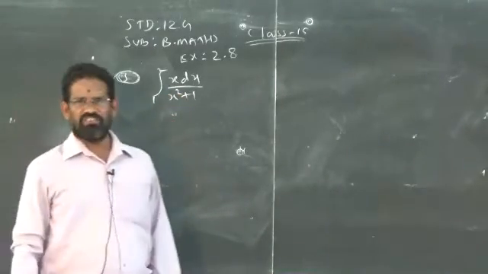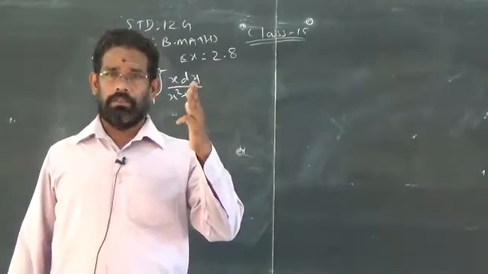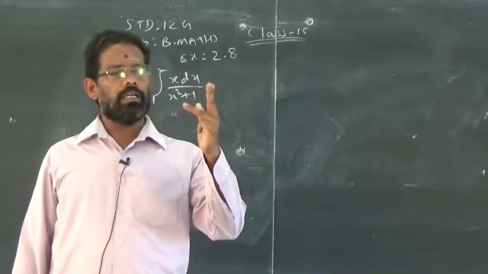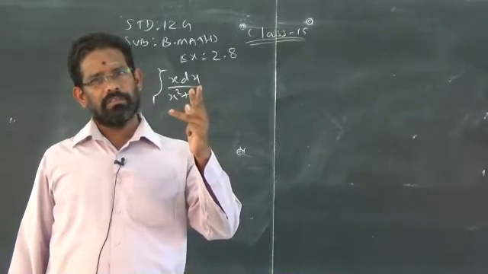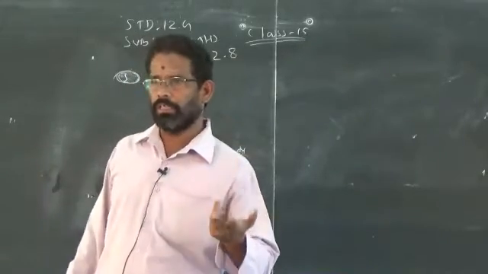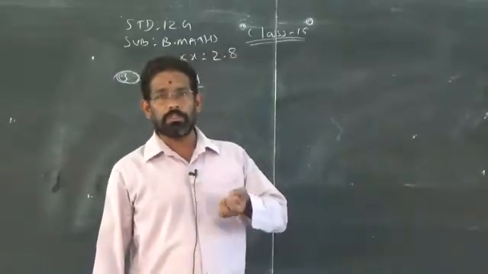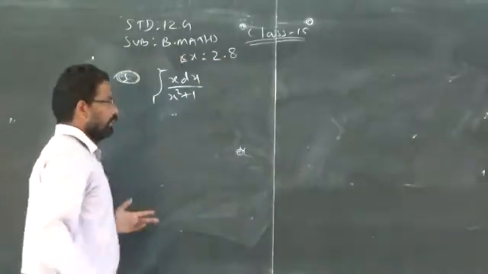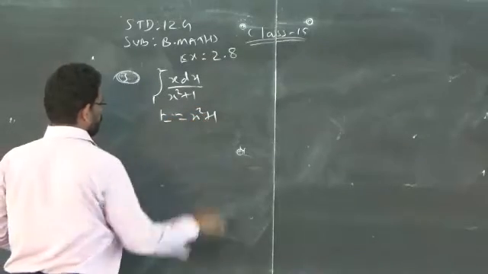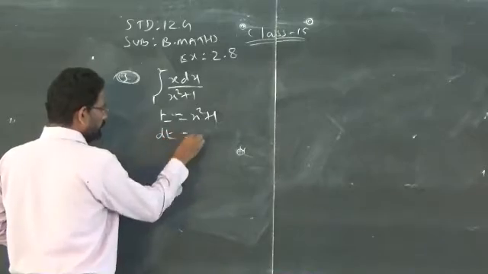Now you see, it is in fractional format. If it is fractional format you have to remember only three methods. One is partial fractions, another one is the logarithm method, and the third one is the substitution method. I told you already that the logarithm method is almost equal to the substitution method, clear. So straight away I consider this x square plus 1 as t. Now you differentiate, this is the rule, isn't it?